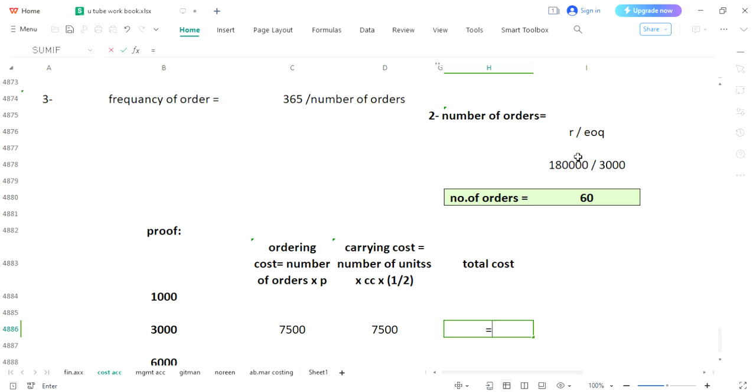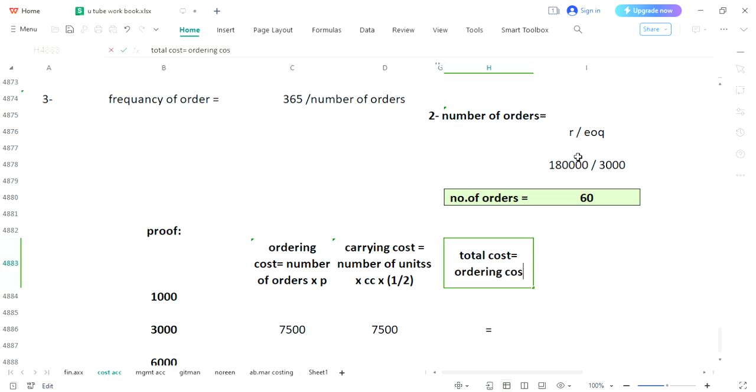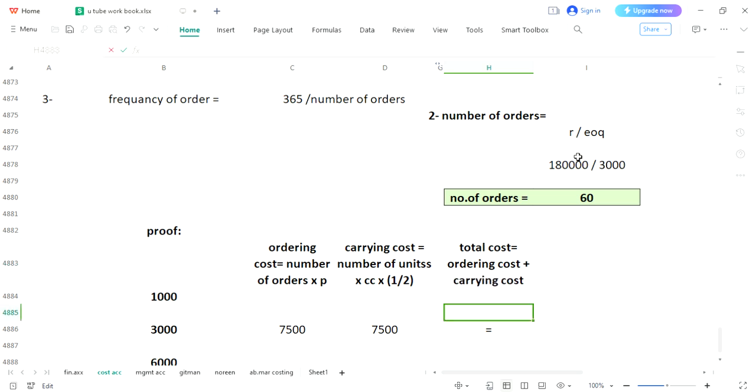How will total cost be calculated? First we will write the formula so that you can remember it. Total cost is calculated by adding ordering cost plus carrying cost. So we have ordering cost 7500, and add carrying cost, which is also 7500. So we have got a total cost of 15,000.